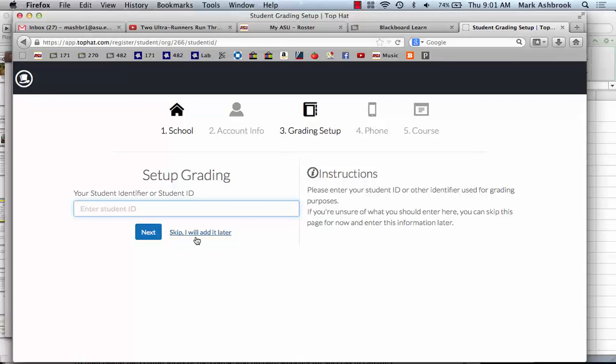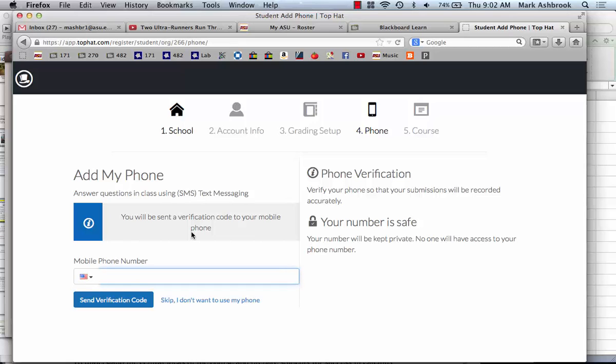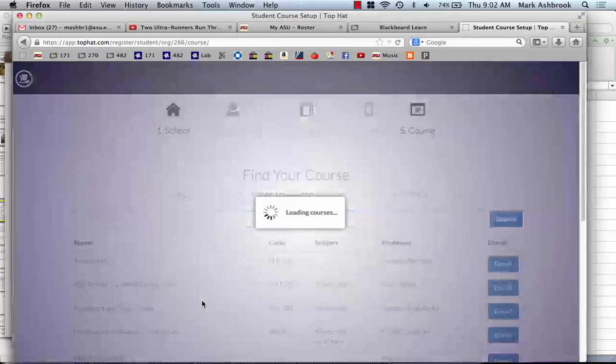Okay, for setup grading, you can skip. I will add later. If you're going to use a mobile phone, or maybe sometimes you use a mobile phone, you can put the number in, and then they'll send you a confirmation code that you will verify. You can do that step. If you're using a mobile phone, you still have to go online, get to a computer, and do this online sign-up process. But I'm going to skip.